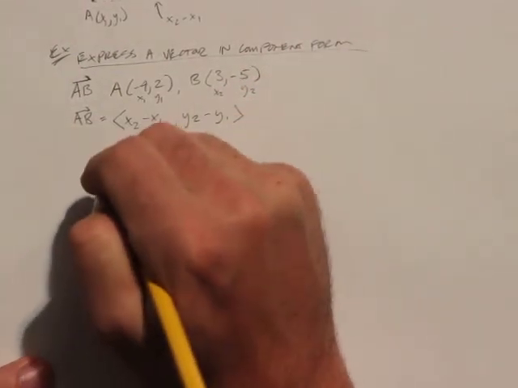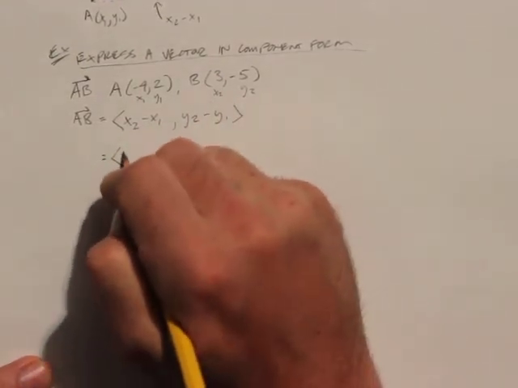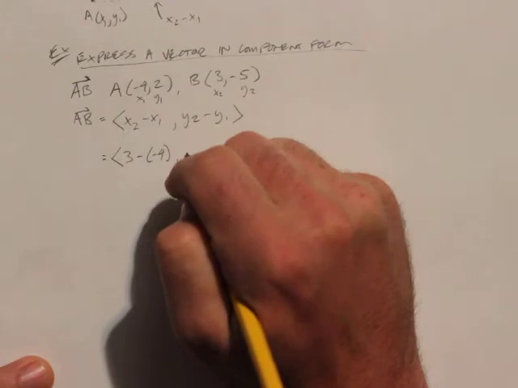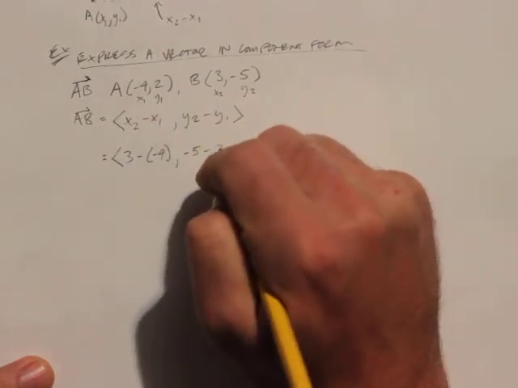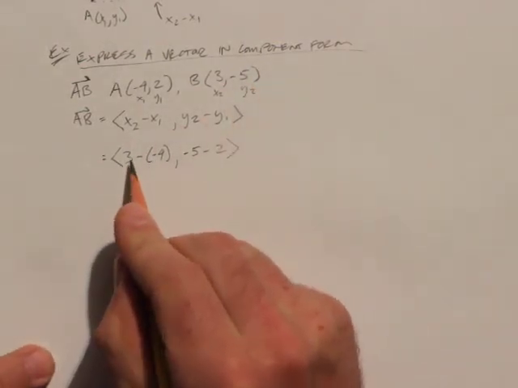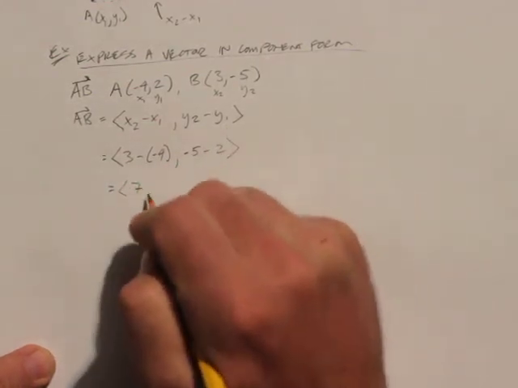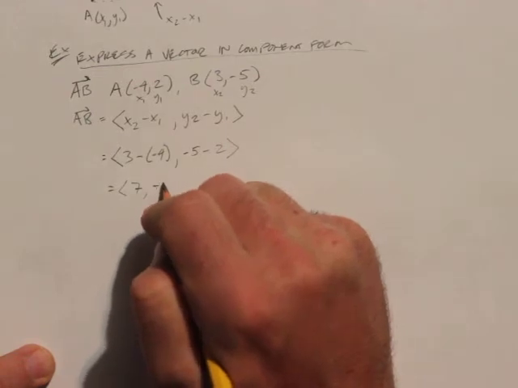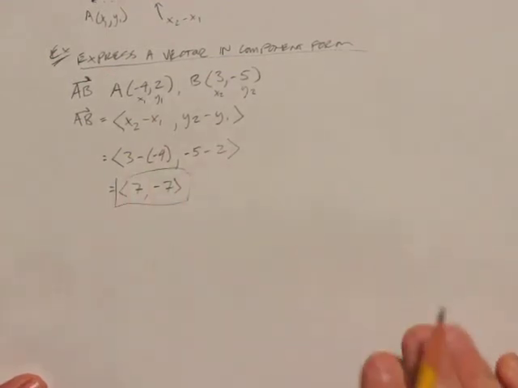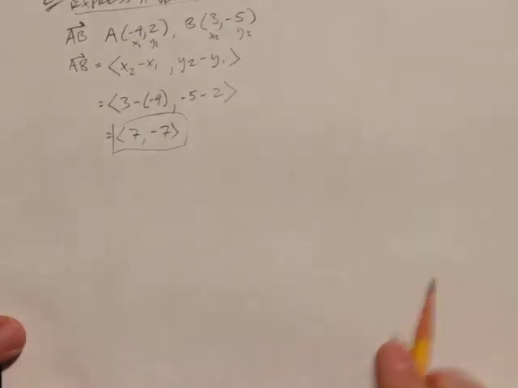So let's just plug in these values here. So x2 is 3 minus x1, which is -4, y2, which is -5, minus y1, which is 2. So 3 minus -4, that'll end up being 3 plus 4, which is 7. -5 minus 2 is -7. And that is your answer. Hopefully you're looking at that and saying, oh my goodness, that is very, very easy.